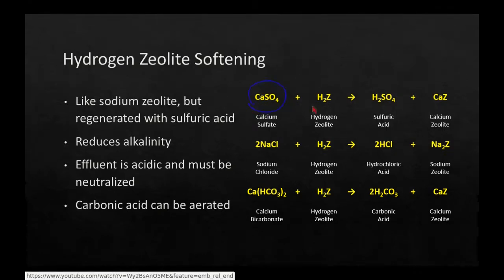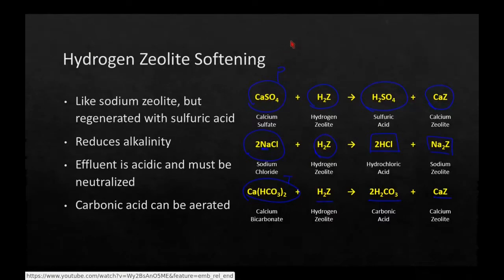So here are the reactions. Calcium sulfate, which is permanent hardness, plus hydrogen zeolite gives me sulfuric acid and calcium zeolite. Let's say sodium chloride comes in. Well, because the sodium is not a form of hardness, this is just a dissolved solid. This dissolved solid comes in with the hydrogen zeolite, becomes hydrochloric acid and sodium zeolite, kind of weird. And then this temporary hardness comes in, calcium bicarbonate, plus the hydrogen zeolite gives me carbonic acid and calcium zeolite.